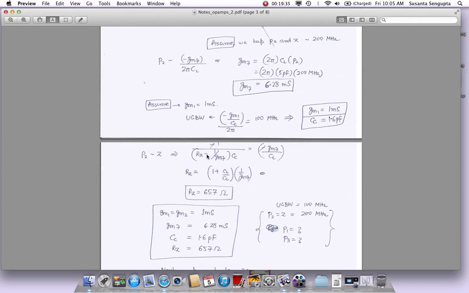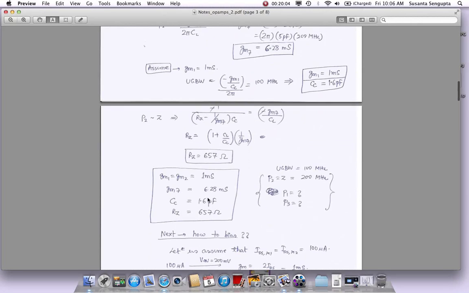Once we do that and we put the equation for the zero, we cancel all this, and we get the zero as 1 plus CL over CC times 1 over GM7. We know GM7, we found it as 6.28 millisiemens. We know CL, which is 5 picofarad, CC is 1.6. If you put all these values, it will come to about 657 ohms. So what it's telling us is that is the value of RZ.